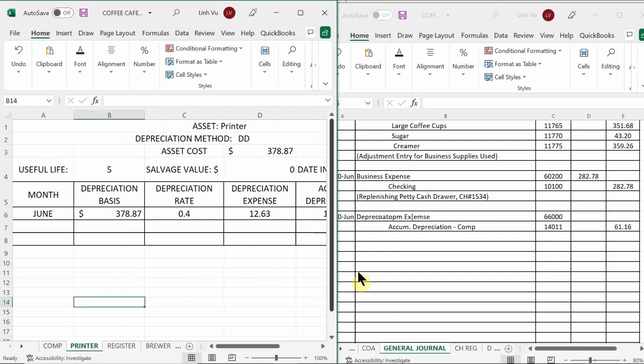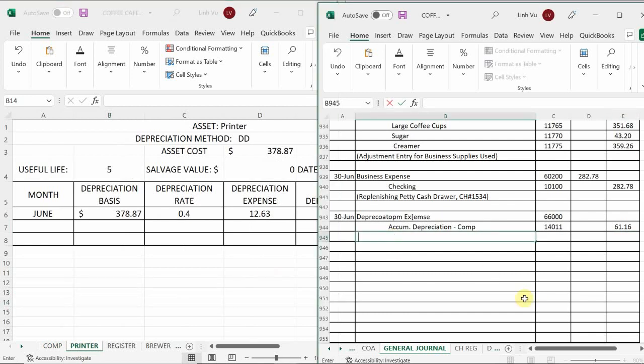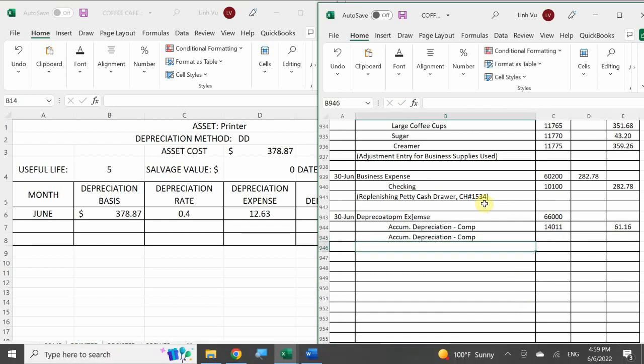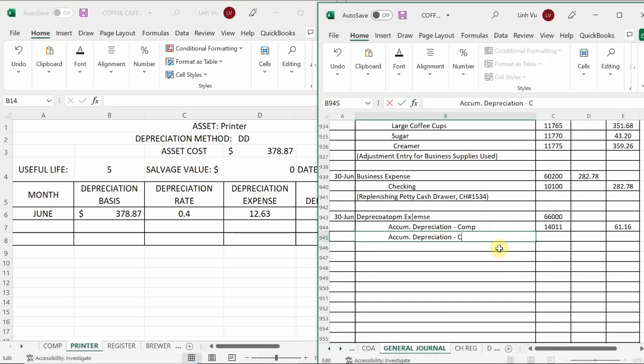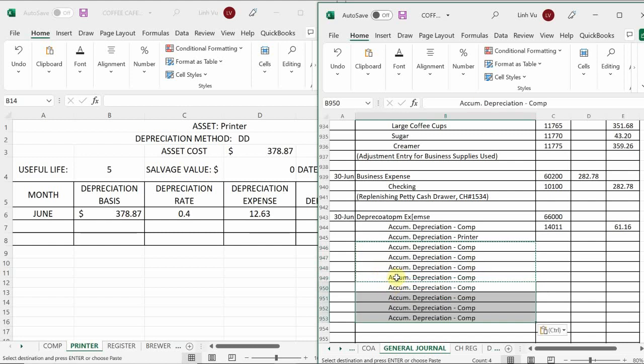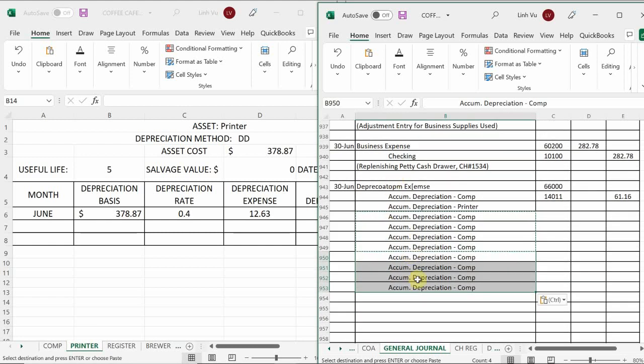The next one I have to do is the accumulated depreciation for the printer. What you can do is copy all of these, because at the end of the day they're all going to have the same exact titles. The only difference is you will need to change what these items are. I think that's good for now.